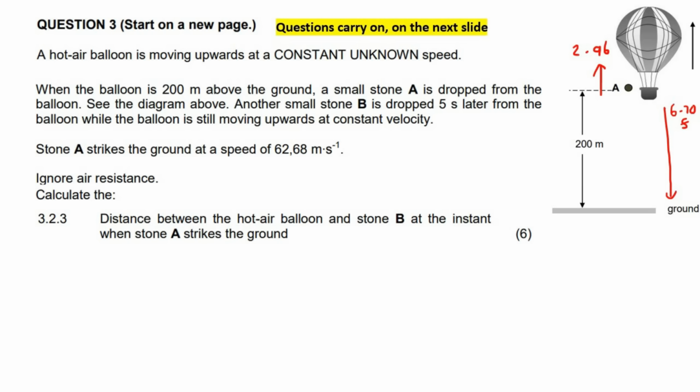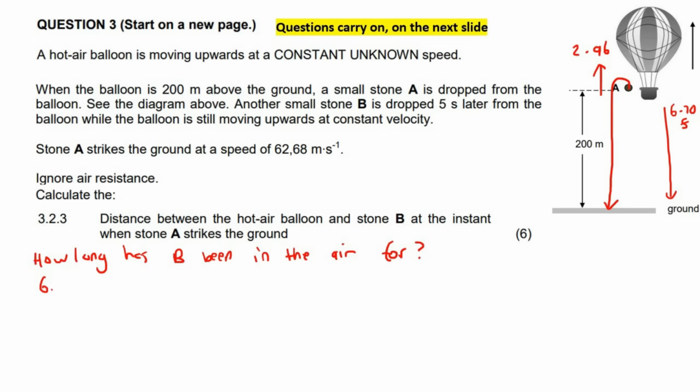What we must understand was that stone A went upwards and then it hit the ground in 6.7 seconds. Okay, so that's how long that took. What we must remember was that stone B was only dropped 5 seconds after stone A. So how long has stone B been in the air for? Well, we know that stone A was in the air for 6.7 seconds, but stone B was thrown 5 seconds later, so stone B has only been in the air for 1.70 seconds. Okay, so that is how long stone B has been in the air for, 1.7 seconds.